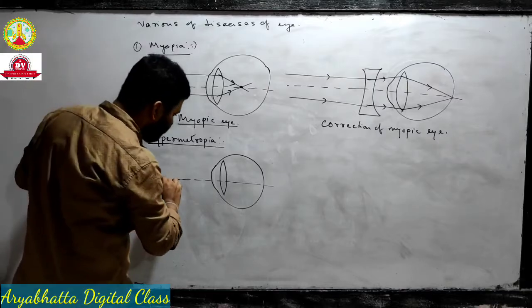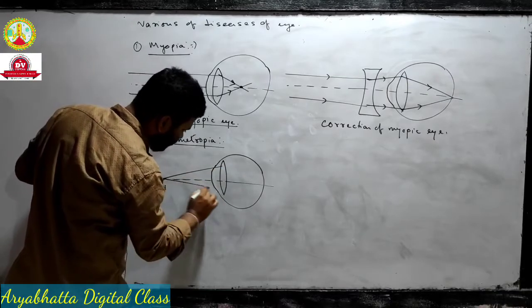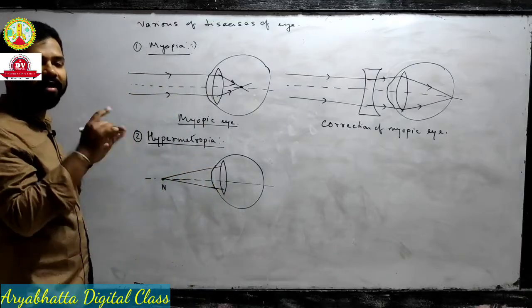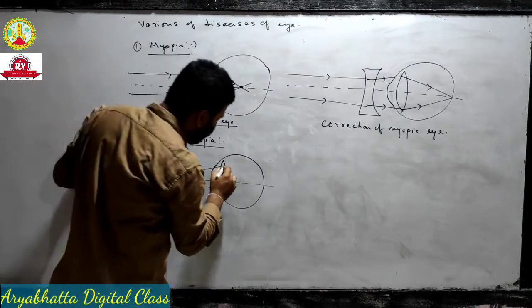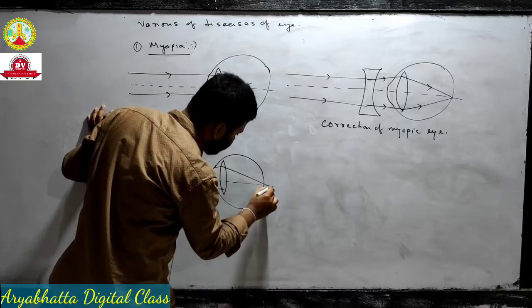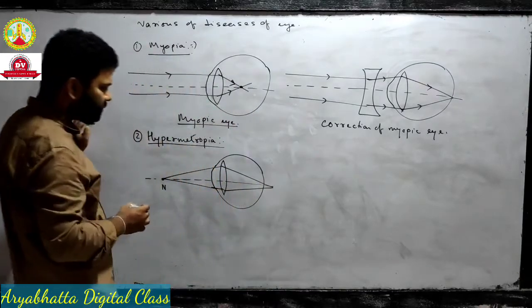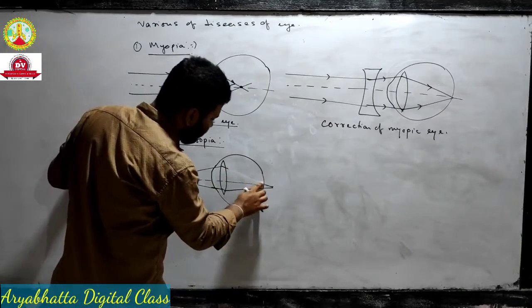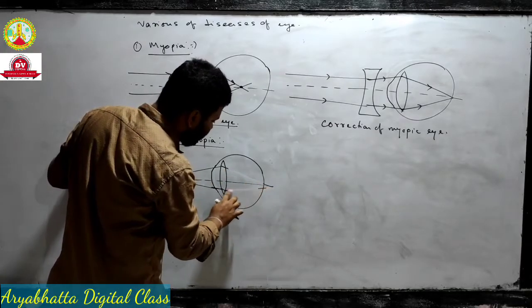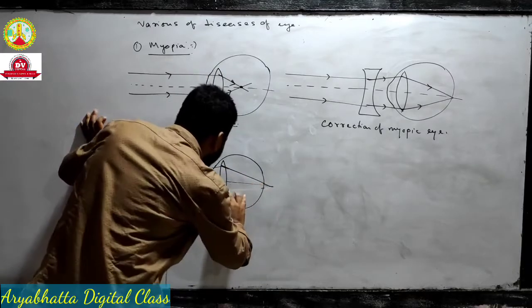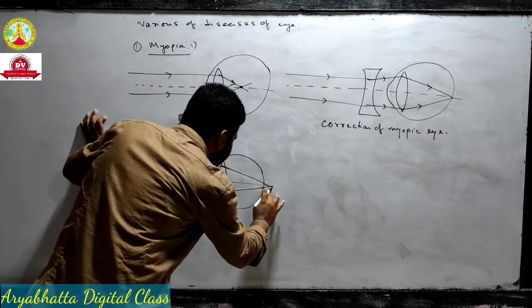From the near point, the light ray will travel like this, and you already know that the convex lens is a kind of converging lens. So what will happen here, the image will form somewhere at this location. When a person suffers from hypermetropia, the image is formed behind the retina.